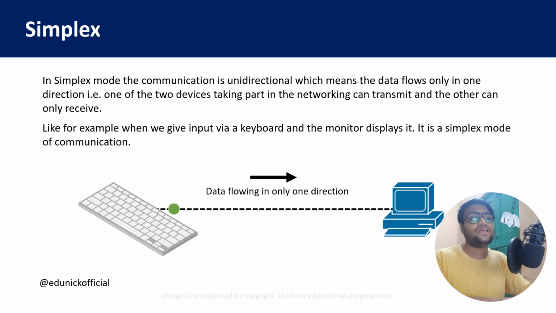For example, when we give input via the keyboard and the monitor displays it, it is a simplex mode of communication. Okay, in a simplex mode of communication, one will only give and the other will only take. The other can't give an input. Of the two devices taking part in the network, only one can send and the other can only receive. That device cannot send. Okay, so it's unidirectional.